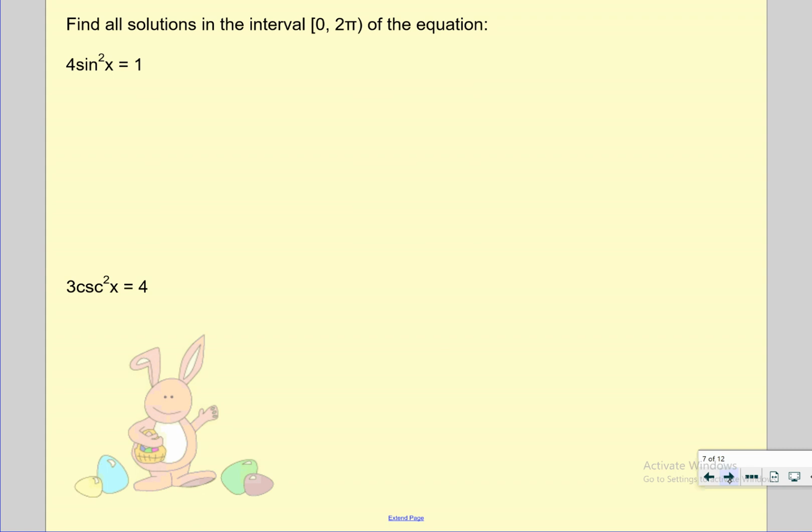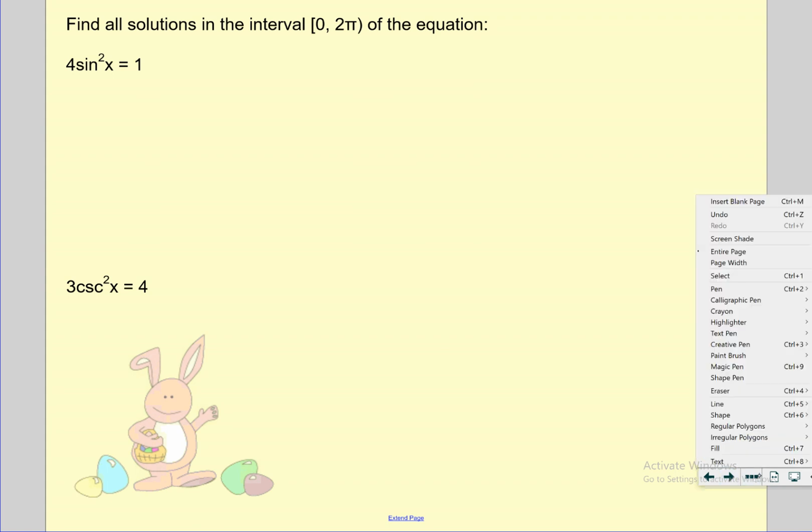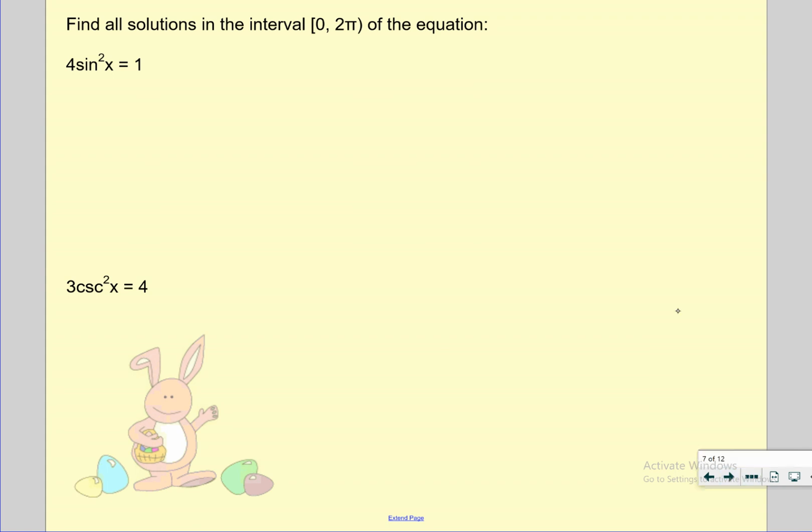All right, so 4 sine squared equals 1. First thing I'm going to do is divide by 4 on both sides. That'll give me sine squared equals a fourth. Okay, and then I'm going to take the square root on both sides.